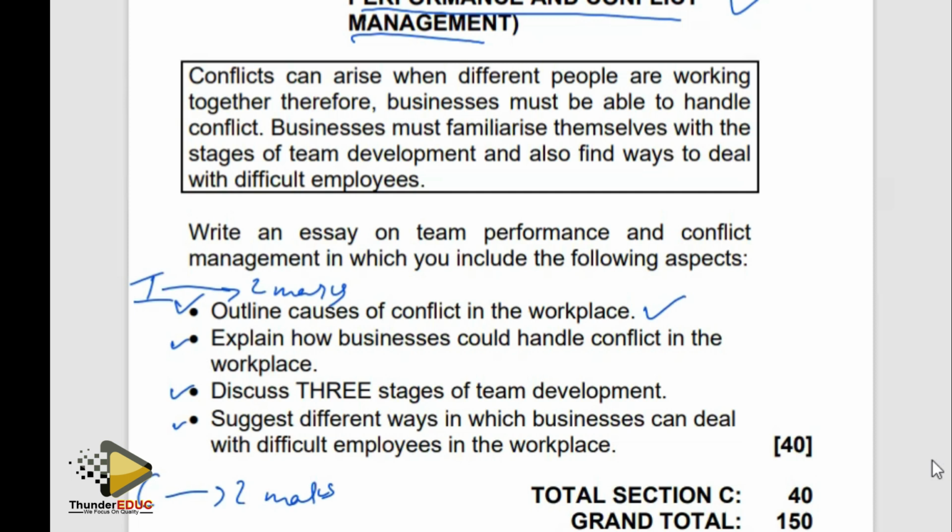Now let's check how best we can explain how businesses could handle conflict in the workplace. For businesses to handle conflict at the workplace, they must acknowledge that there is a conflict, identify the cause of conflict, arrange time and place for negotiations where all employees involved are present, and arrange a meeting between conflicting employees or employers.